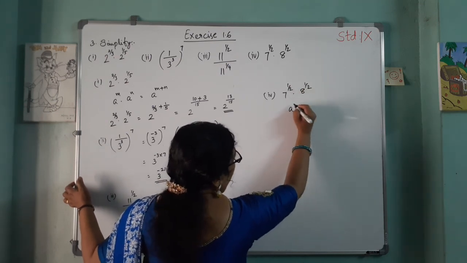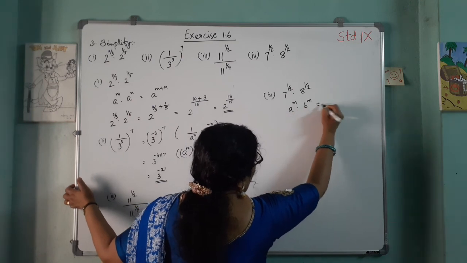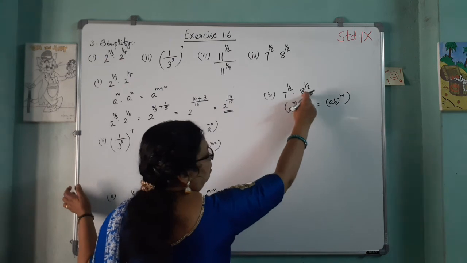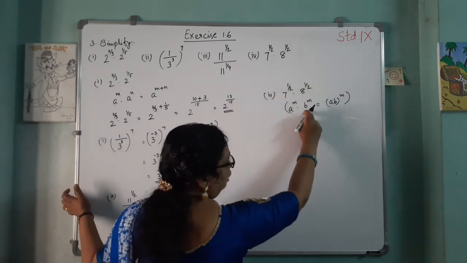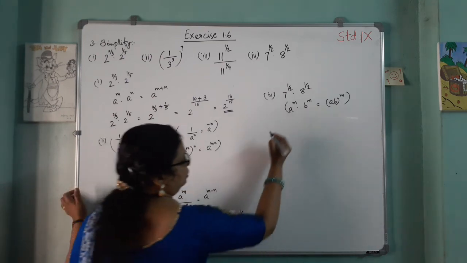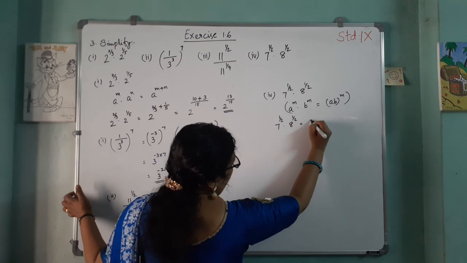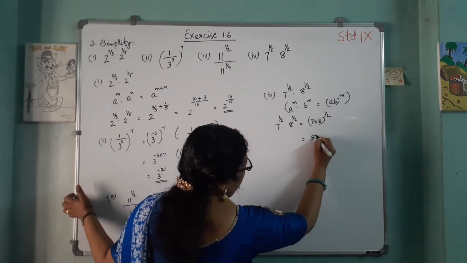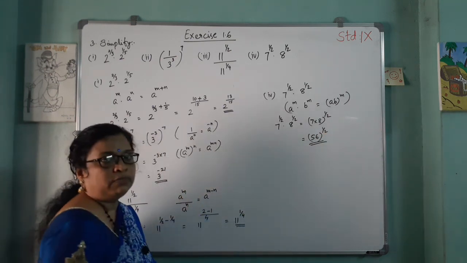Then fourth question, 7 raised to 1 by 2 into 8 raised to 1 by 2. This is of the form a raised to m into b raised to m, that equals ab raised to m. That is, the bases are different but the powers are same. So a raised to m into b raised to m is equal to ab raised to m. Therefore 7 raised to 1 by 2 into 8 raised to 1 by 2 equals 7 into 8, the whole raised to 1 by 2. That is 56 raised to 1 by 2. This is the answer.